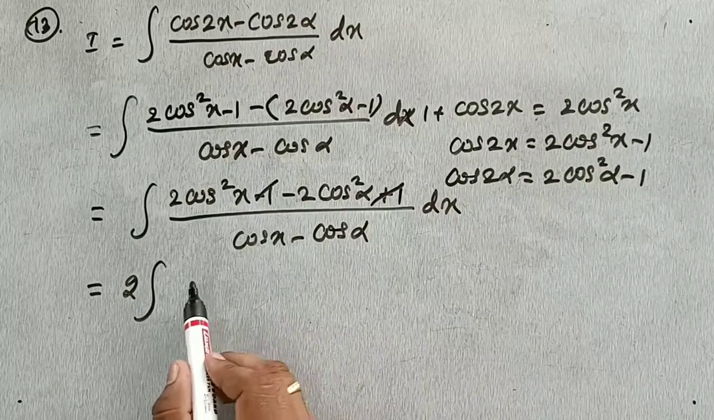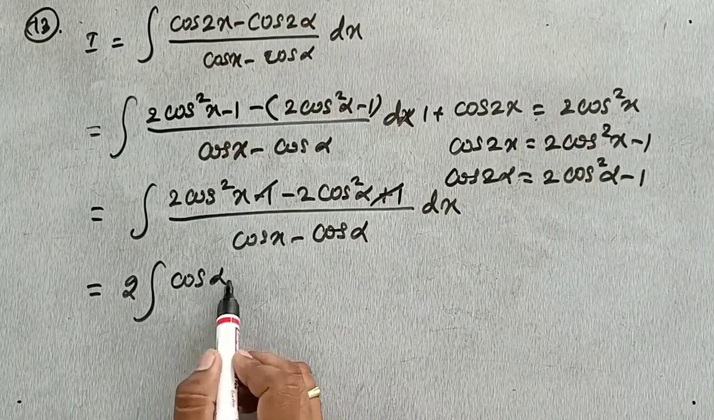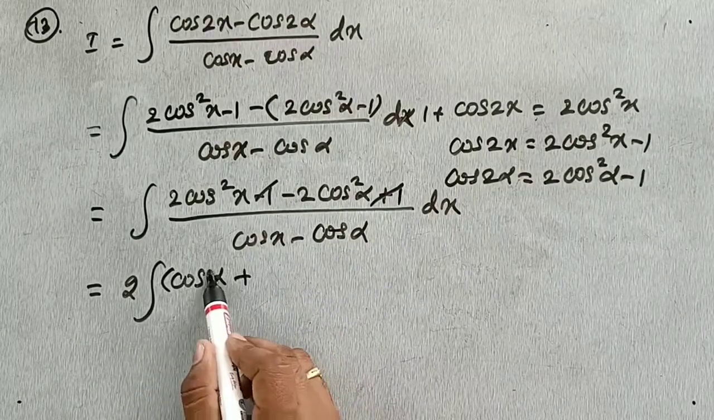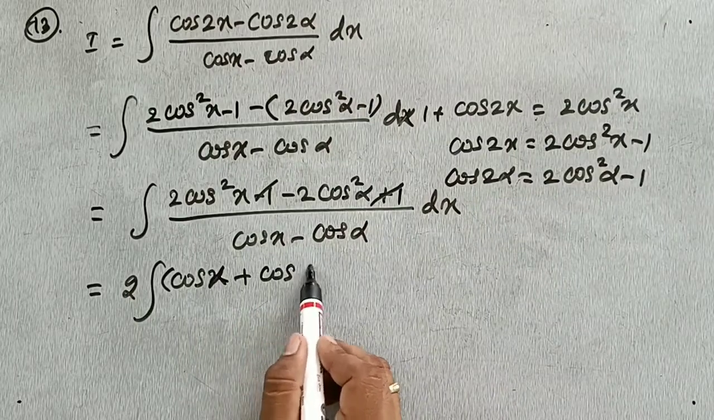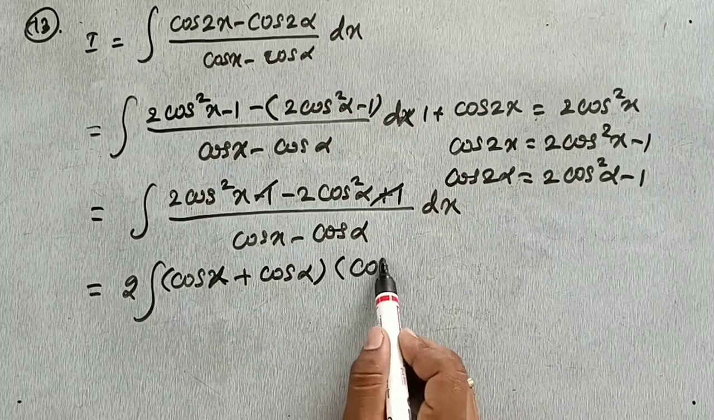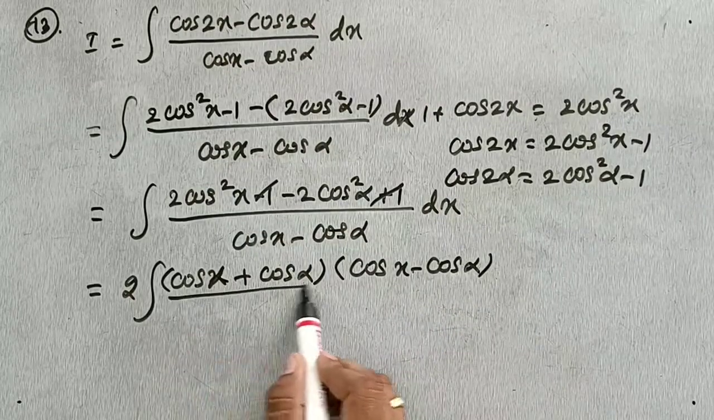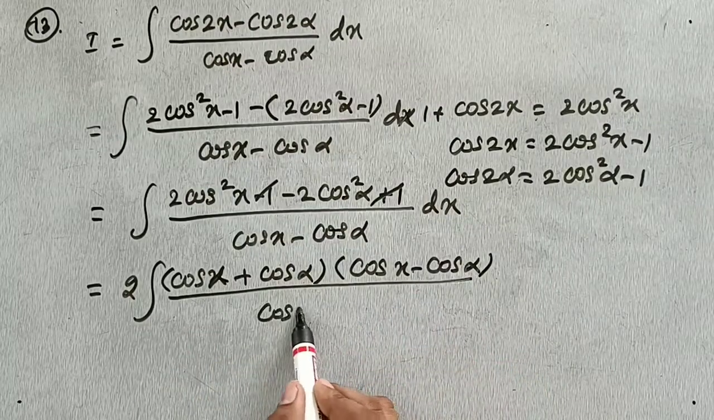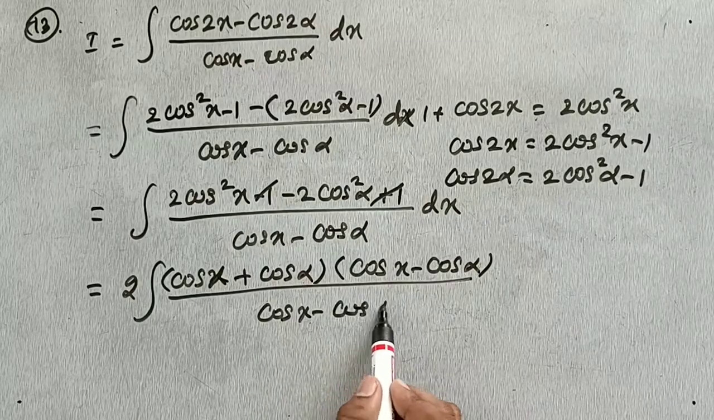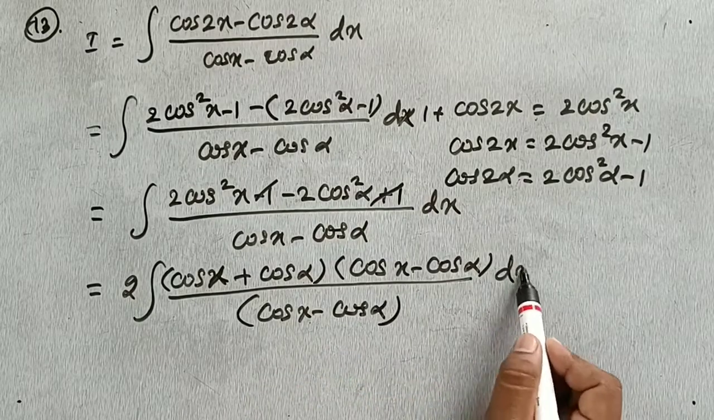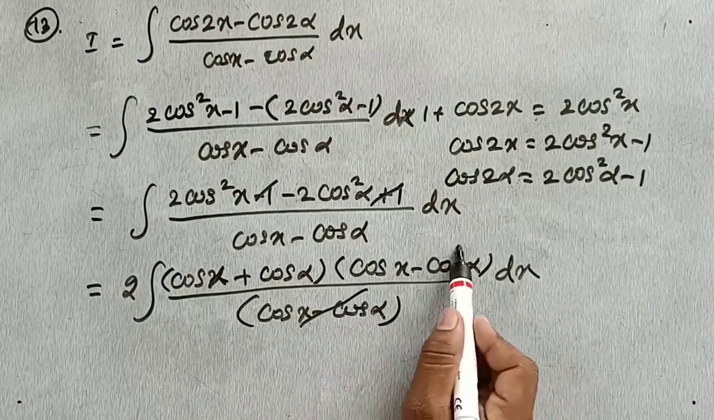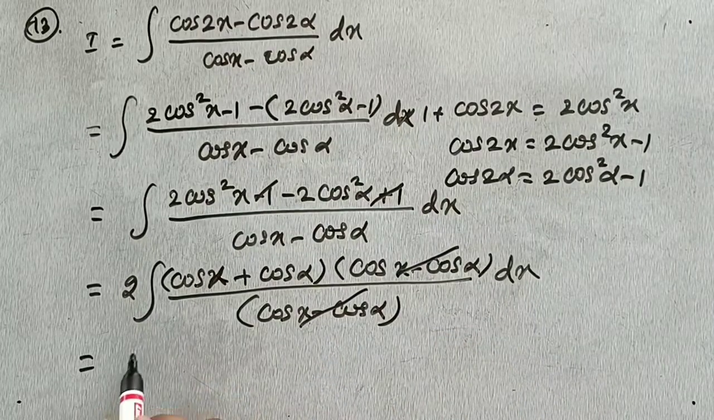A square minus b square can be written as a plus b into a minus b. So cos x plus cos alpha into cos x minus cos alpha, whole divided by cos x minus cos alpha, into dx. So the minus terms will cancel. This I am going to integrate.